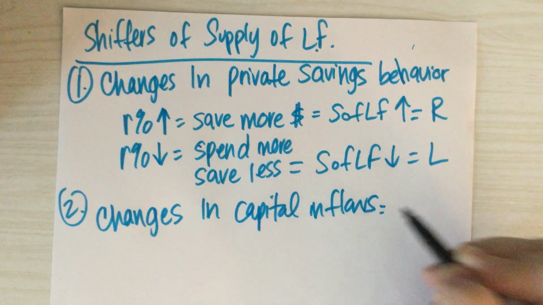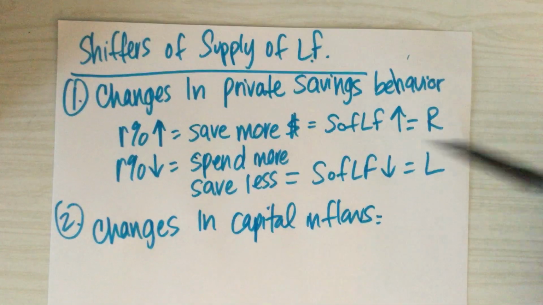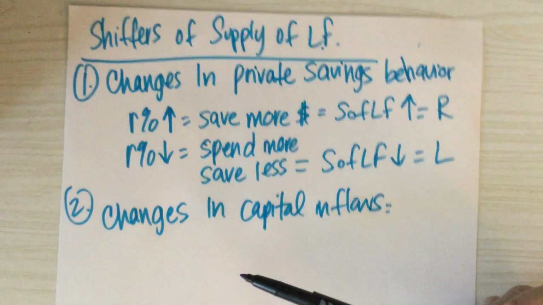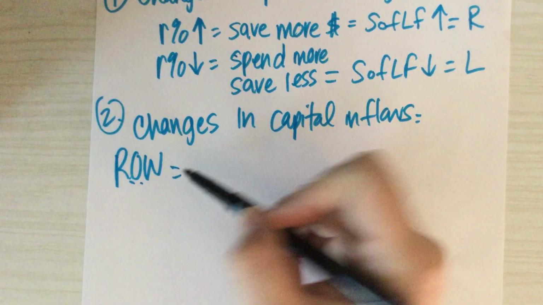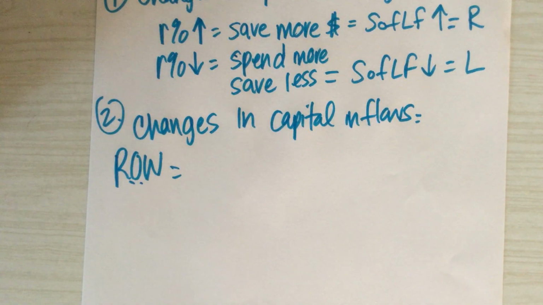Remember when we said that the rest of the world, this was household savings, this is the rest of the world. ROW means the rest of the world. Whenever they want to invest in our banks, let's say, for example, that our banks are offering a higher interest rate than their individual banks in their specific countries, then they want to invest in our banks because there's a higher incentive, or they can earn more on their investment.